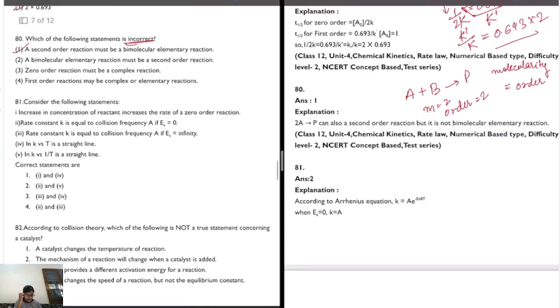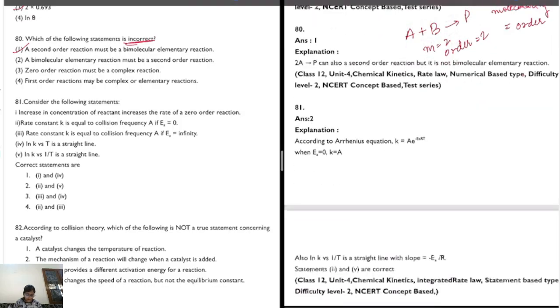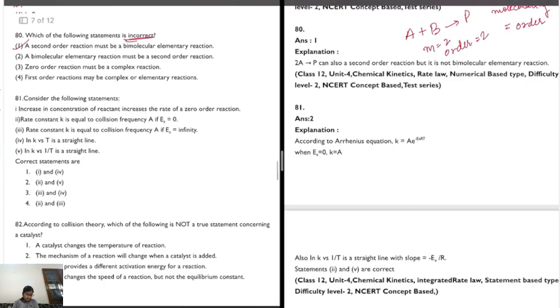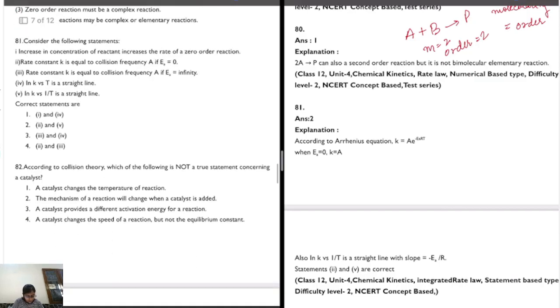In the next statement, a zero order reaction must be a complex reaction. Yes, a zero order reaction is a complex reaction. And a first order reaction may be complex or elementary. This statement is also correct. It can be one step, or it may move forward in many steps. Okay, in the other question, consider the following statements.